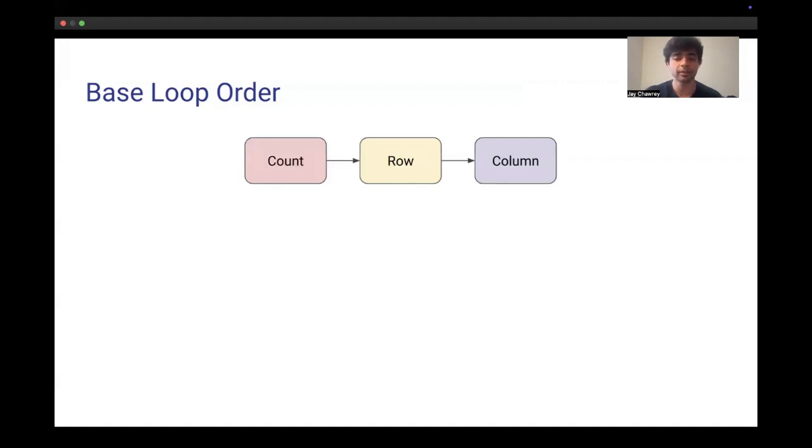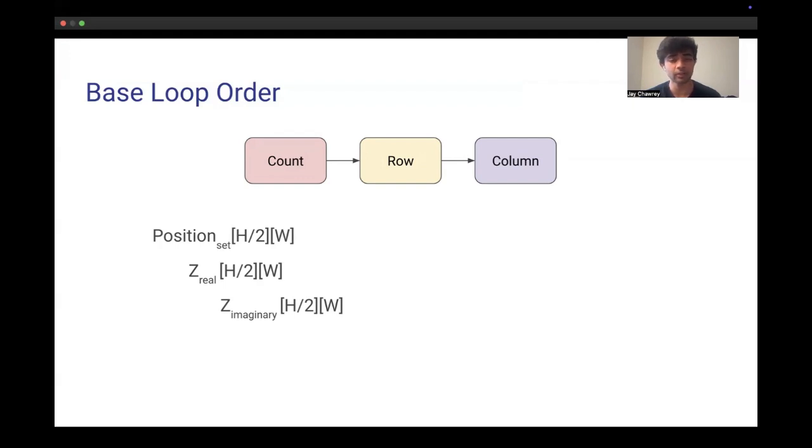So we use three different arrays: a position set array, a Z-real array, and a Z-imaginary array. The position set array helps us check whether a given pixel has converged within the given iterations. If it has, we don't have to do any further computation, and this does reduce our overhead. While the Z-real and Z-imaginary arrays store the real and imaginary parts for the given iterations.